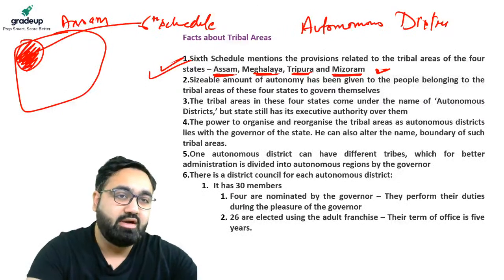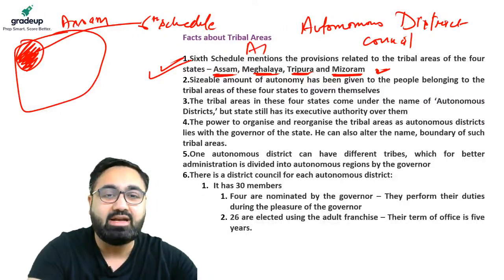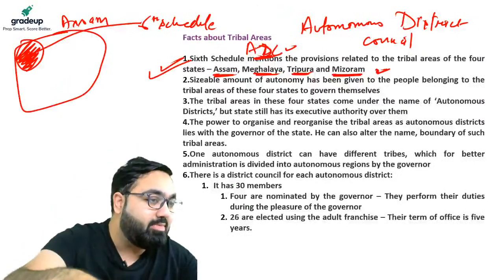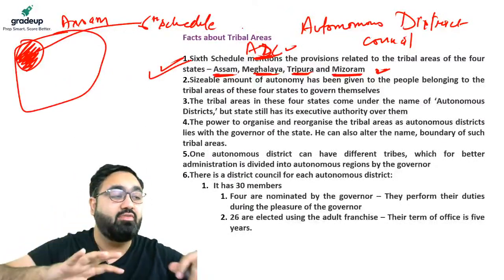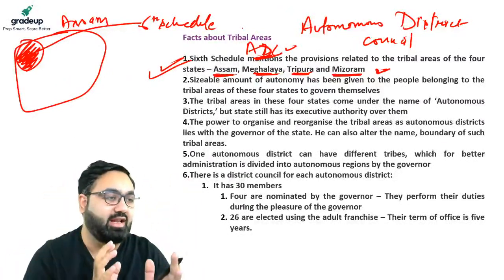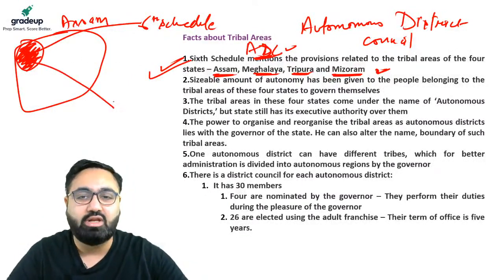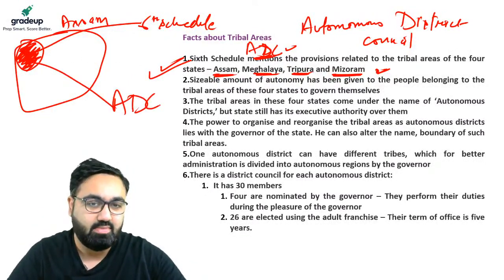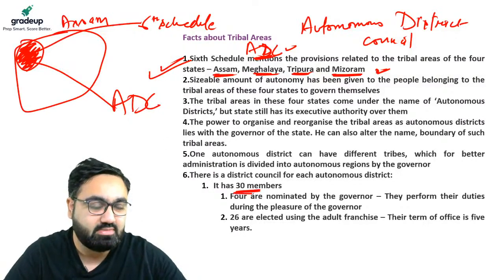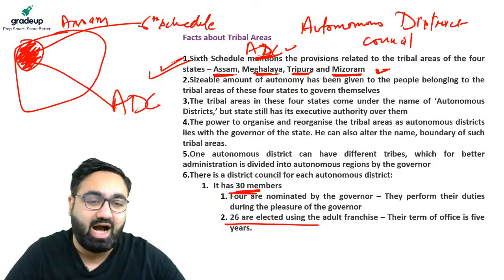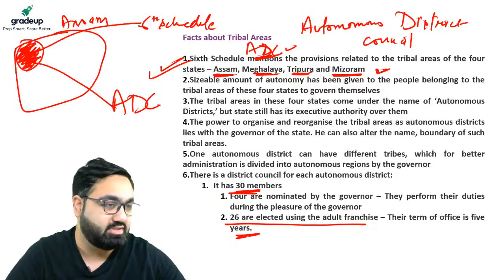Autonomous district councils are set up. That is ADC. Now, what is an autonomous district council? It is a kind of local government of that area. So, in that district, their own government is set up, called the autonomous district council. It has 30 members. Out of these 30 members, 26 are elected through elections.